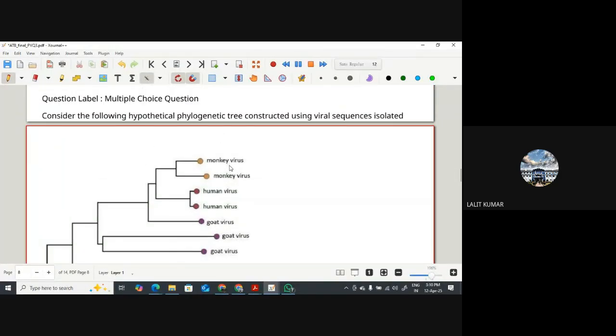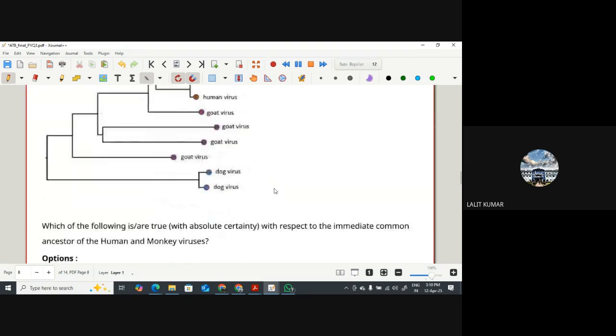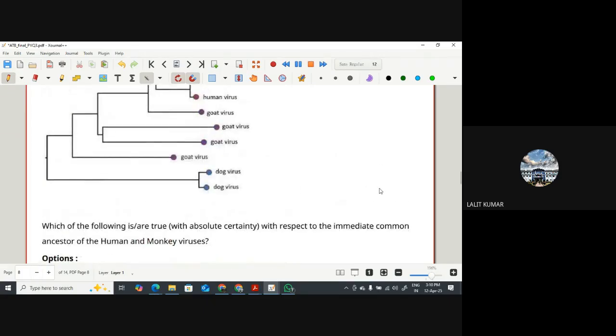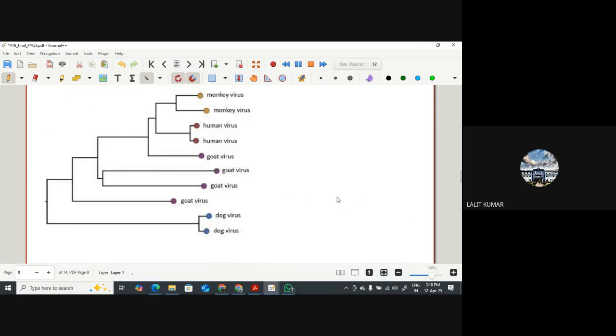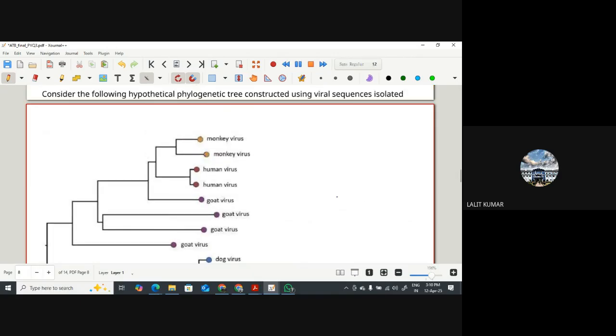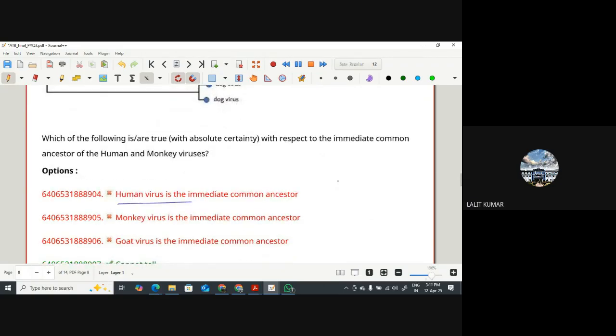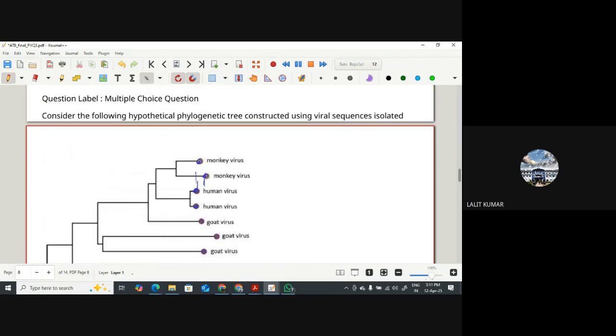Okay, consider the following hypothetical phylogenetic tree constructed using viral sequences isolated. And the question is, which of the following is true with respect to the immediate common ancestor of the human and monkey viruses? So the ancestors of human and monkey viruses. So monkey is here, human is here, but we don't know what the time is here. That is not given. So human virus is the immediate common ancestor. That is wrong. The common ancestor for both will be somewhere here. This is wrong.